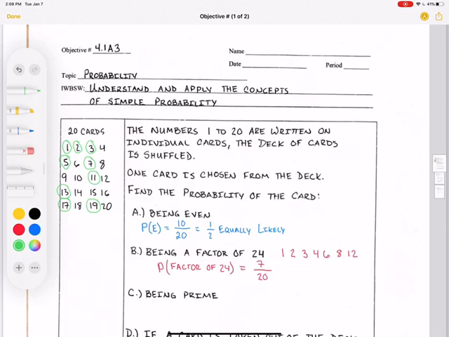So how many prime numbers do we have? We have 1, 2, 3, 4, 5, 6, 7, 8, and 9. 9 prime numbers out of 20.